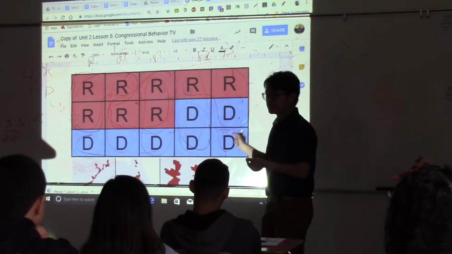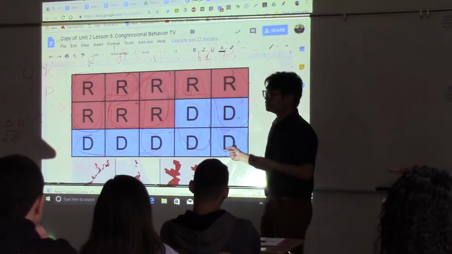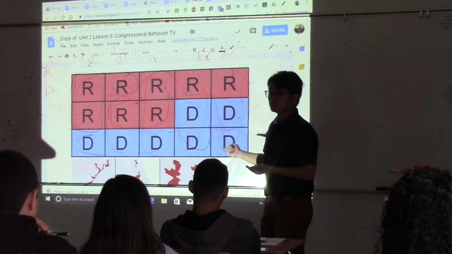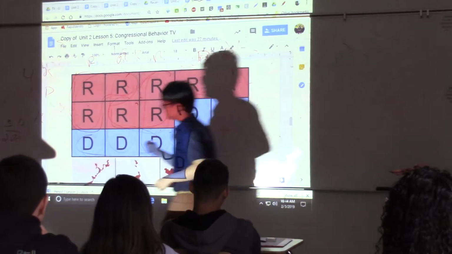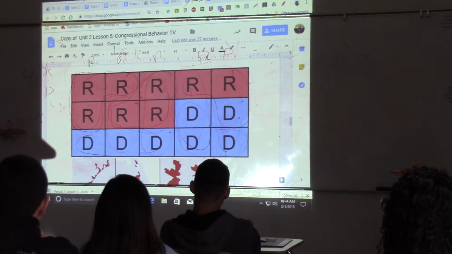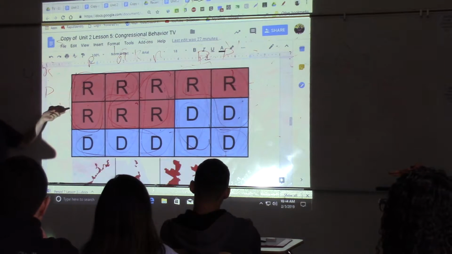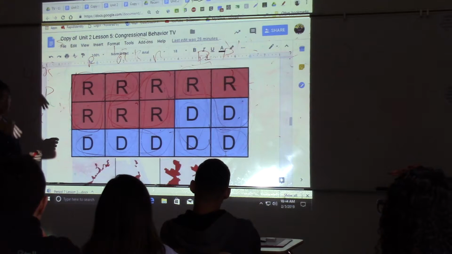Is it representative of the population of the state? No, because there's more what? Republicans. There's more Republicans. But in this state, because we cheated, we got three Democrats out of it and two Republicans out of it. So this is what gerrymandering does to a state.